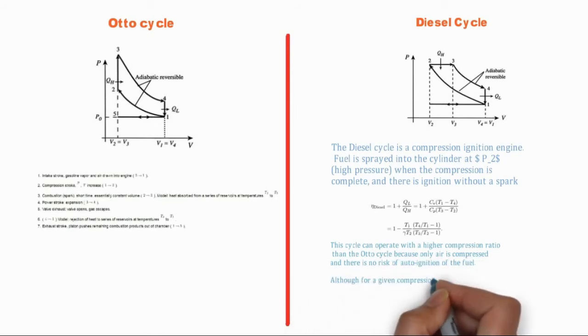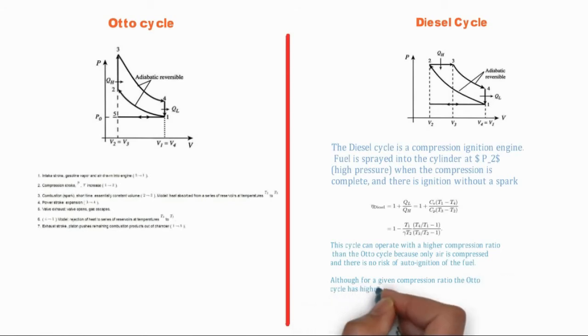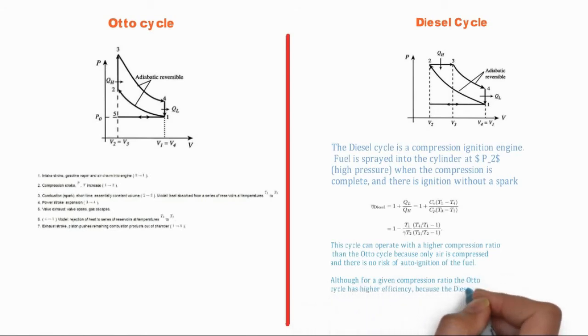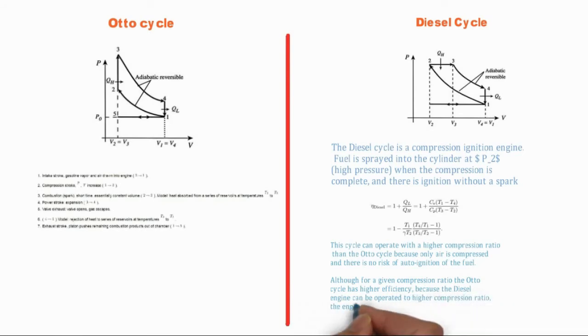Although for a given compression ratio the Otto cycle has higher efficiency, because the diesel engine can be operated at a higher compression ratio, the engine can actually have higher efficiency than an Otto cycle when both are operated at compression ratios that might be achieved in practice.